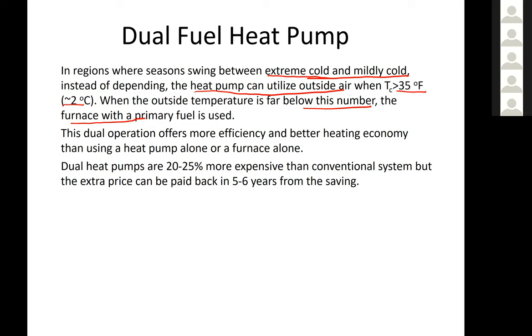This dual operation offers more efficiency and better heating economy than using a heat pump alone or a furnace alone, because when I use a furnace alone, maybe at some points I could just simply use little electricity, and by swapping the cycle between removing the heat from the outside and taking it to the inside, it will be more economical than burning fuel, provided that the COP is high enough, greater than, let's say, 3, for instance. But when it's close to 1, then it's almost working like an electrical heater. That's why I need to switch to primary fuel.